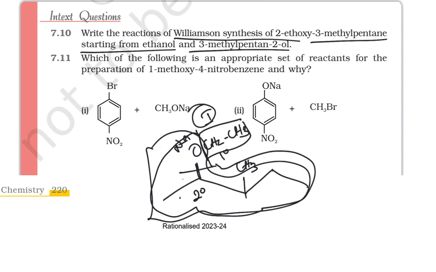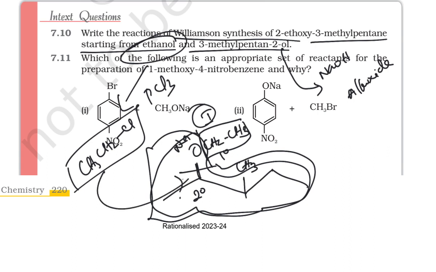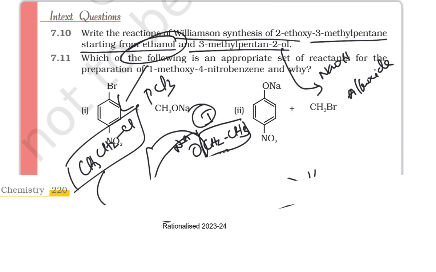So this molecule I will take, it will react with NaOH, and it forms the alkoxide. Then one more reactant is ethanol, which reacts with PCl3 to form ethyl chloride. So this is the alkyl halide, this is the alkoxide, and they react together to form the product. Okay, understood.